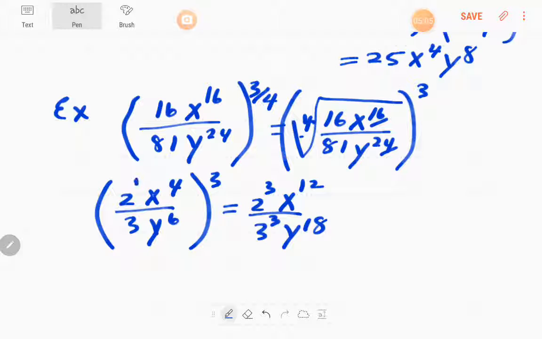So these powers here are 1, so I just applied multiplication, so using the power rule. So this becomes 8 x^12 over 27 y^18.